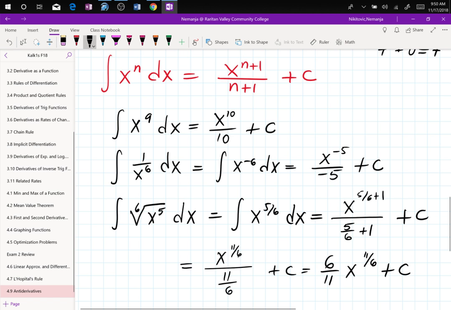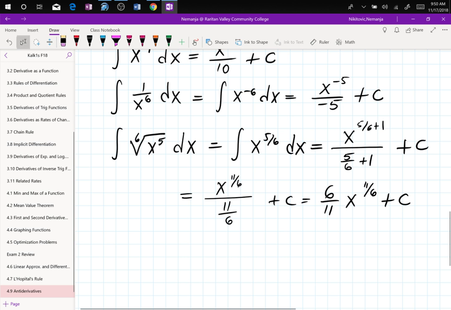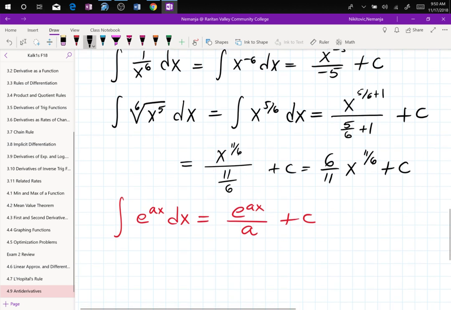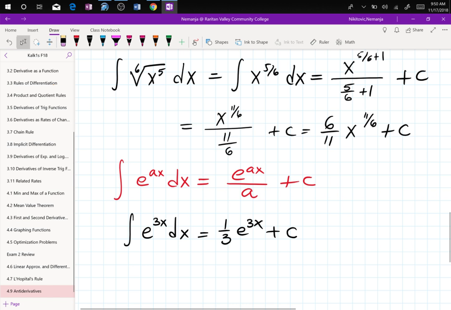So the next few rules: integral of e to the ax dx, like e to the 3x, e to the 5x, is going to be e to the ax divided by a. So for derivatives, a was on top. For integrals, it's on the bottom. It's opposite. So integral of e to the 3x dx is 1/3 e to the 3x plus c. You see, always you have this plus c, plus c, plus c. It's always there.